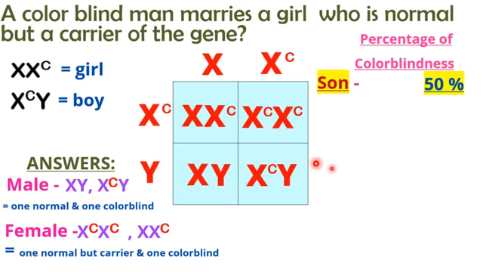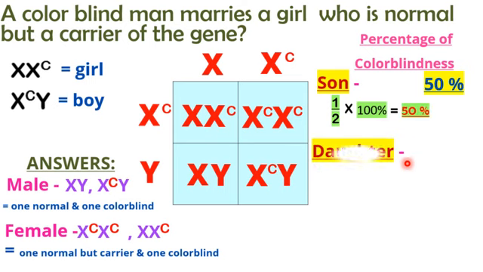Why? Look at the Punnett square. We have 2 XY here. So we can say that there are two sons. Sons meaning male. So out of 2 sons, there is one male who is affected. So 1 divided by the total number of sons, which is 2, times 100 is equal to 50%.